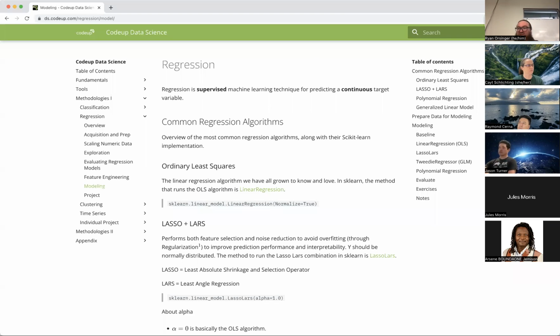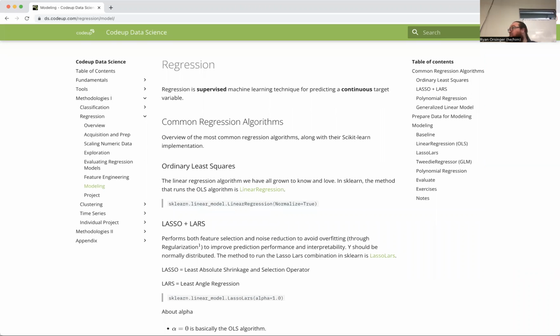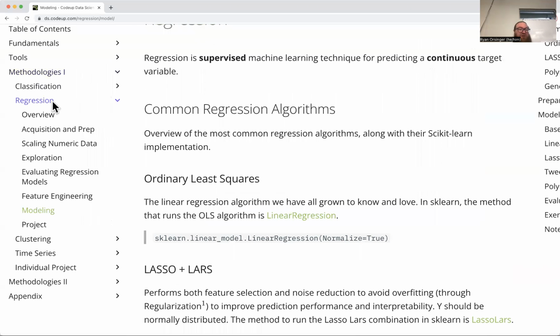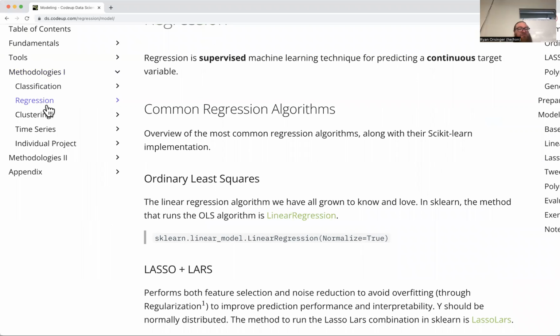All right, so we were talking about regression being a supervised machine learning algorithm, and our target variable, the thing that makes a regression, is the fact that our target variable is continuous and there's no time involved, right? So we're moving into the modeling section of regression.